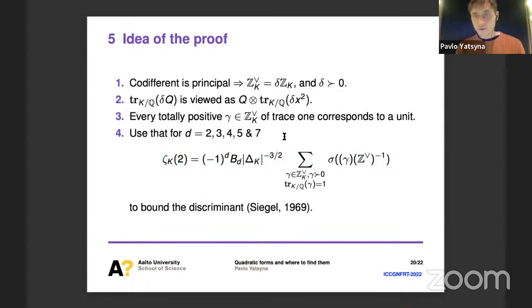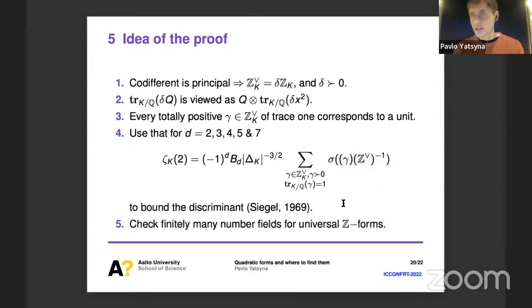What we need to note here is that, given that each of these gamma of trace 1 corresponds to a unit, each contribution from this gamma is just going to be 1. So we have good control for this contribution. And with this, we bound all the possible discriminants where we need to check. Then we check these finitely many number fields, and the result follows. The last part is slightly computational. After we find the bounds on the discriminant, we just need to look at every discriminant and check, and that's what we did.